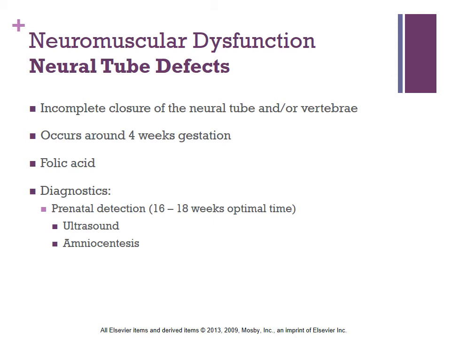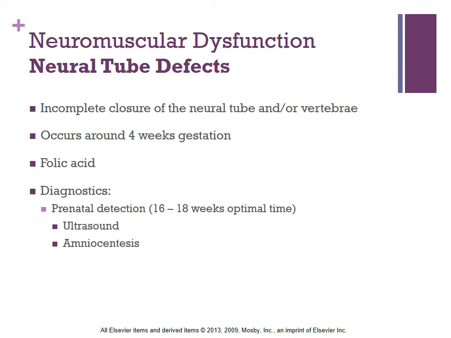Okay, so the next section we have is on neural tube defects, and this is incomplete closure of the neural tube and/or vertebrae depending on which defect they have. Neural tube development occurs around 4 weeks of gestation, so if there's a defect, this is when it's going to happen. Folic acid in pregnancy is what prevents this from happening, so it's incredibly important during pregnancy for moms to be on this, particularly even before they get pregnant is best.